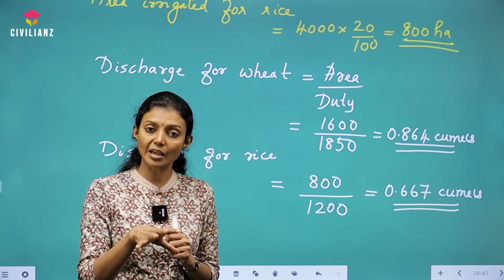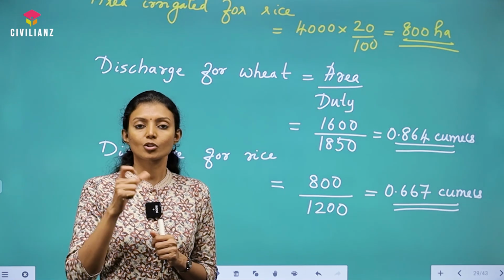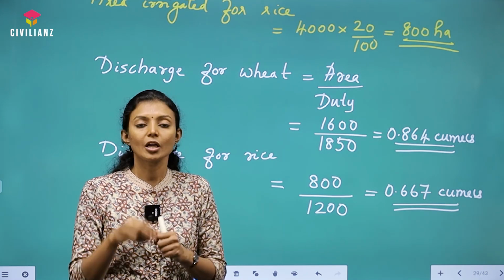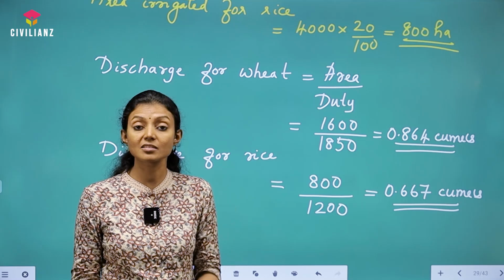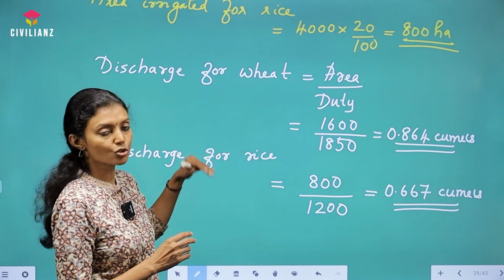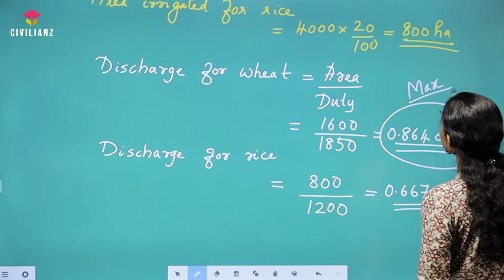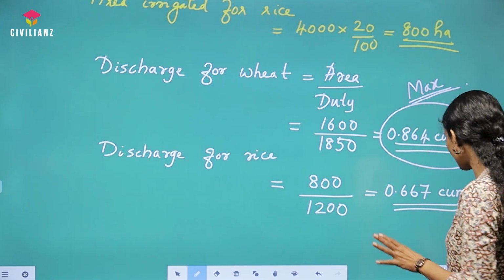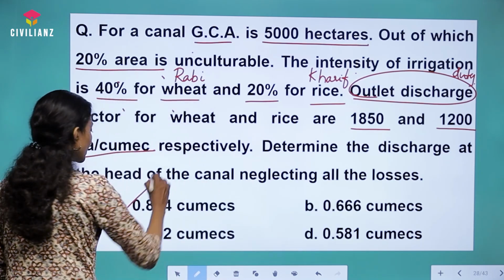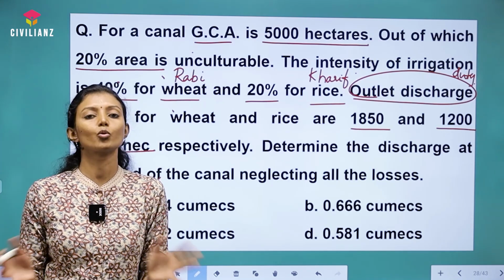So if it was the same season and same crop, for example, you are cultivating rice and cotton. So rice and cotton belong to kharif crop. So both the discharges are to be added because you will be providing both discharges at the same time. So the canal should have a capacity of the sum of discharges. But since here it is 2 different seasons, you can take the maximum value, that is 0.864 cumecs. So please note, if the crops belong to 2 different seasons, you have to take the maximum. If they belong to the same season, you have to sum or add up both the discharges.